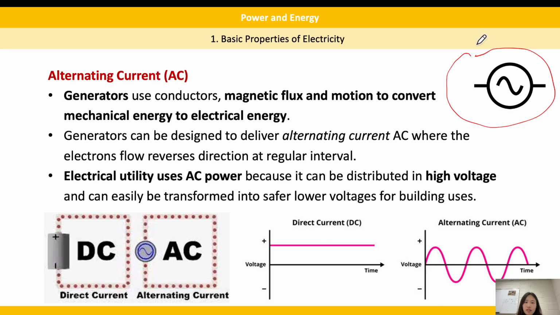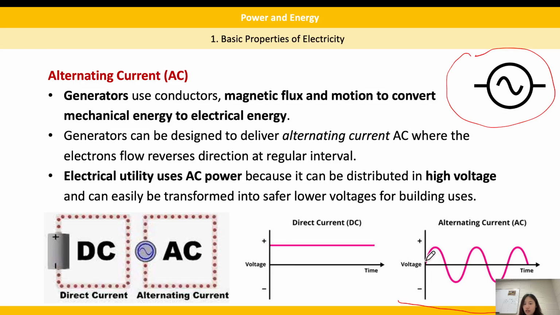Generators use conductors, magnetic flux, and motion to convert mechanical energy to electrical energy. And generators can be designed to deliver alternating current, AC, where the electron flow reverses direction at regular intervals. Okay, so what does this mean? Let's look at this figure.